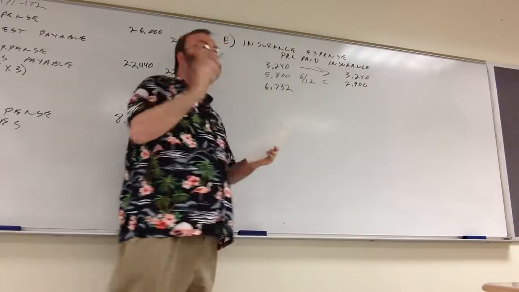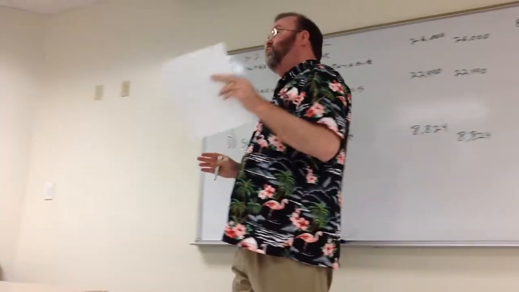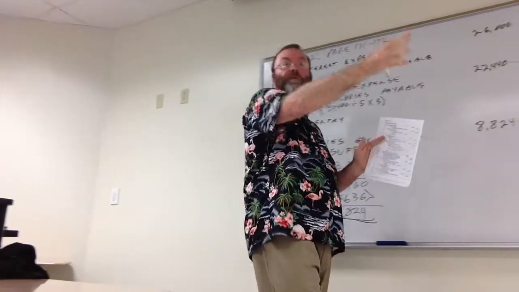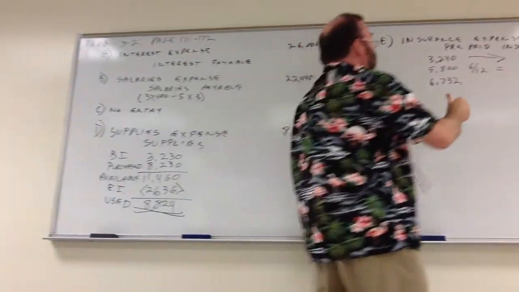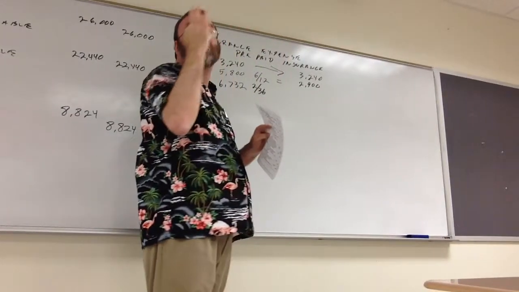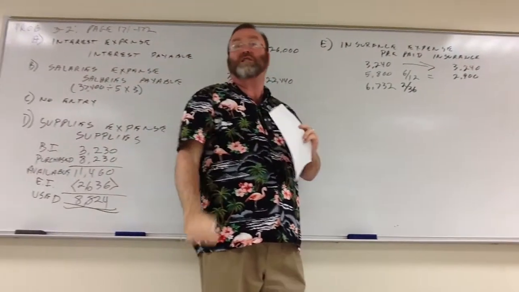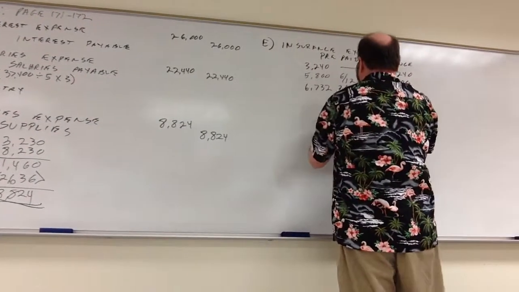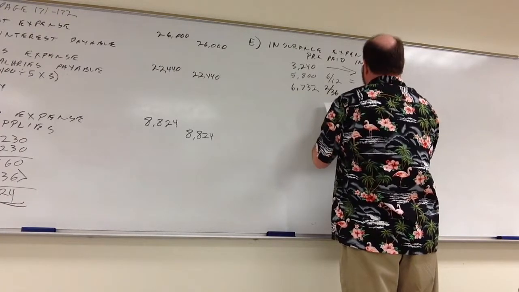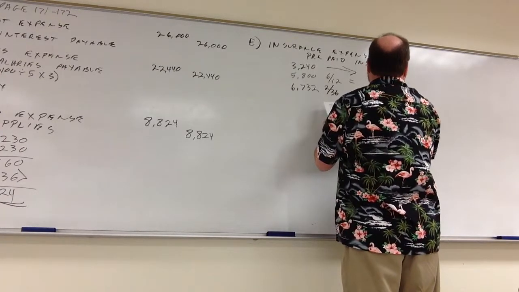And then the $6,732 was purchased on May 1st, and it was a 3-year policy. So between May 1st and June 30, how many months have expired? From the 1st of May, all of May and all of June, so 2 months. So this is going to be 2/36 because it's a 3-year insurance policy, 36 months. And that's going to be equal to $374. Add all that together, you get $6,514.